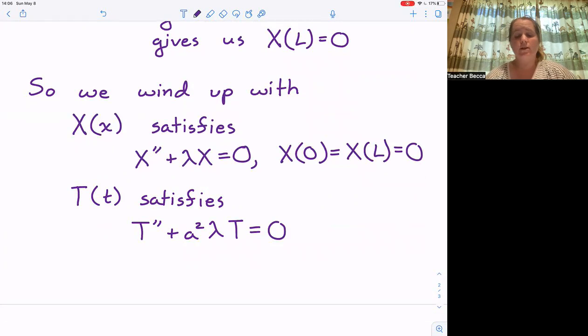Again, the initial condition does not translate into this separated variable situation, but our boundary conditions fortunately do. So this is what we will be working with. In the next video, we will go ahead and solve for these X of x and T of t.